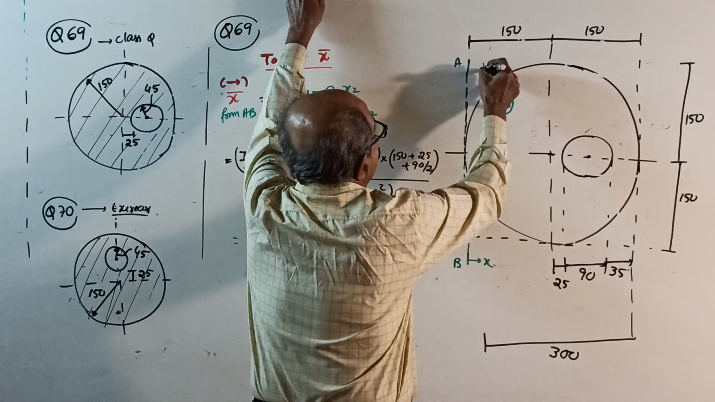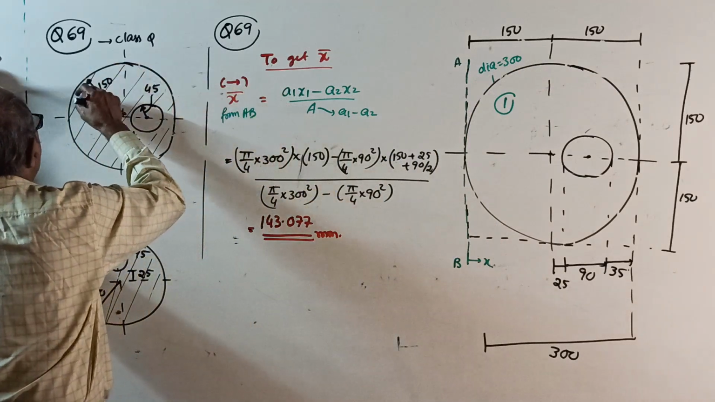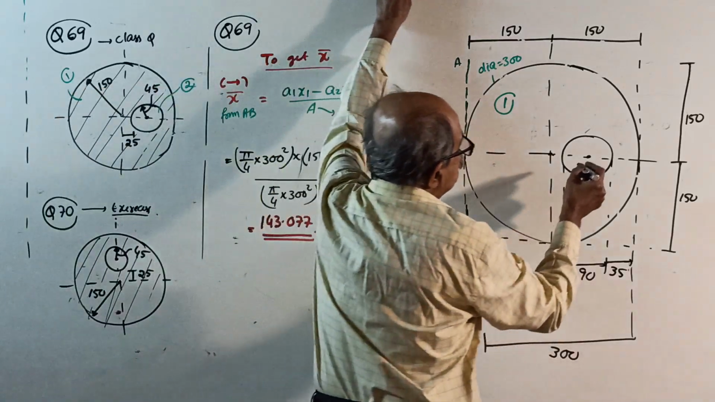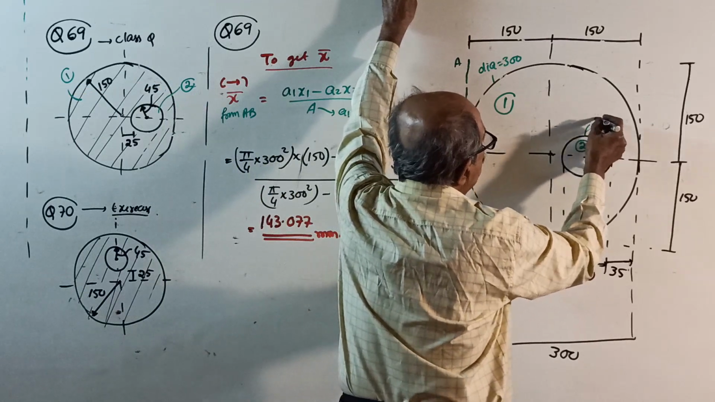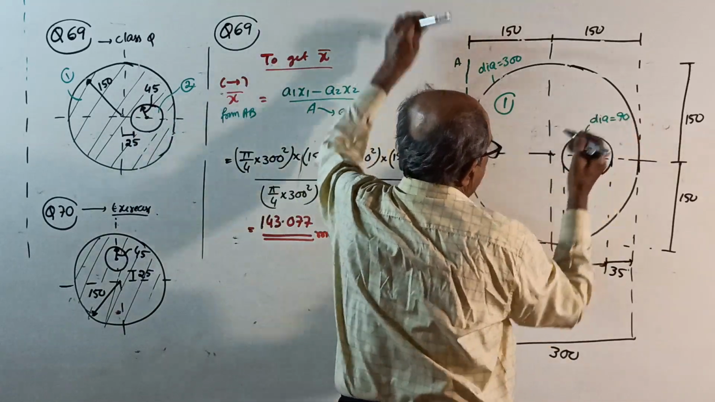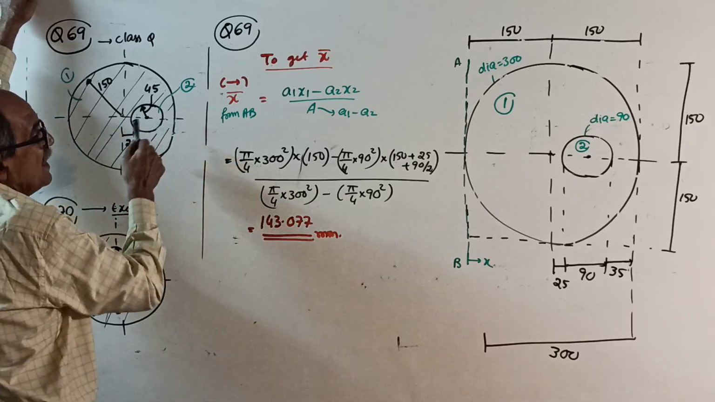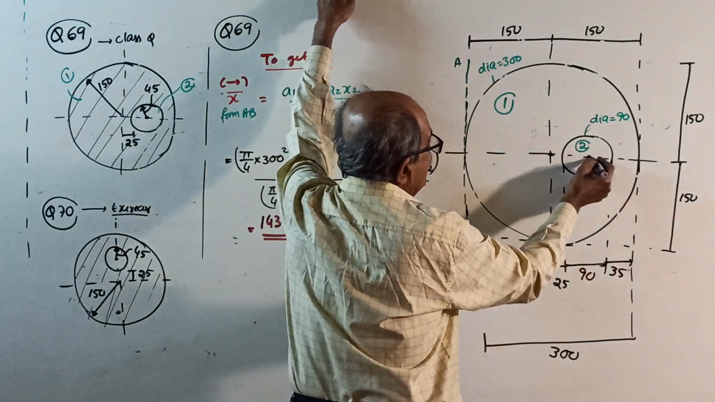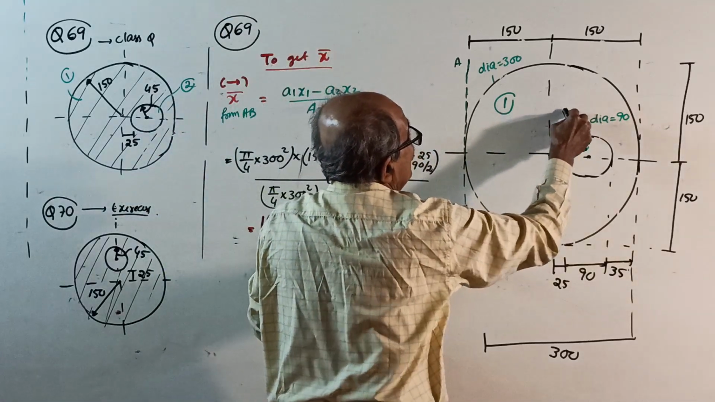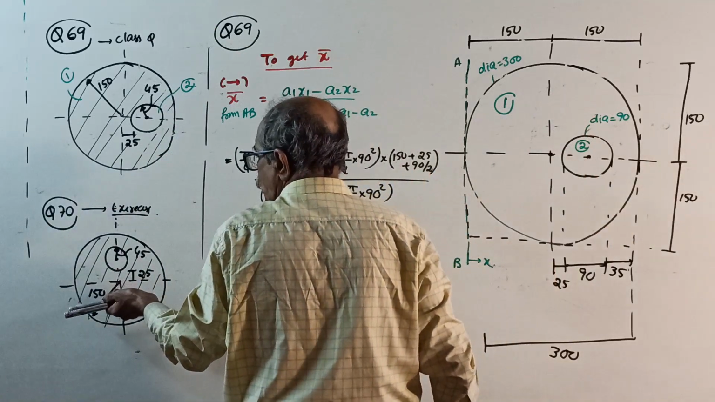For this one, diameter equal to 300. Then I will take this full circle as 1 and this cutout as 2. For cutout 2, radius is 45, diameter is 90. Now, where is the cutout? The center of the cutout lies on this central axis. These two are at the same level, no vertical shift. Last time it was somewhere here, horizontally shifted and vertically shifted. Now only horizontally shifted. Next question, only vertically shifted.